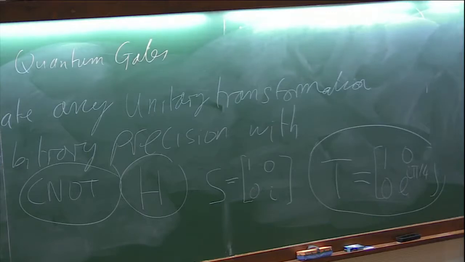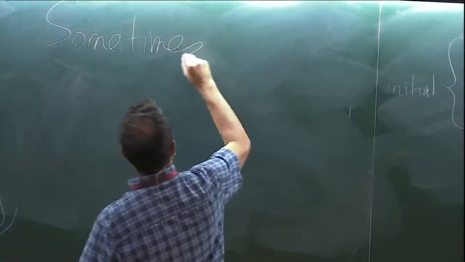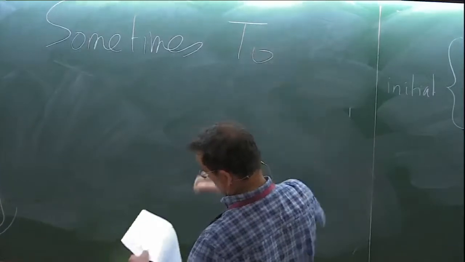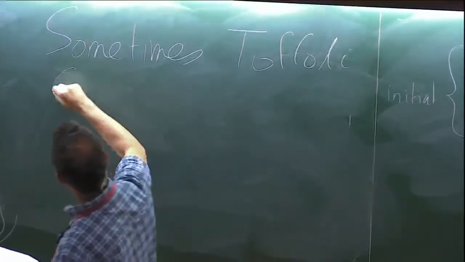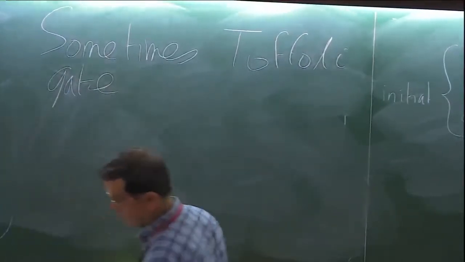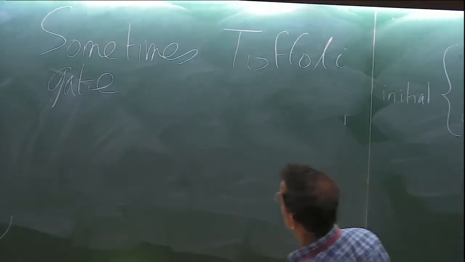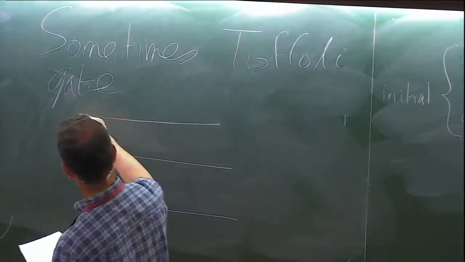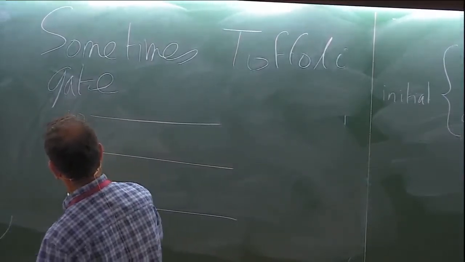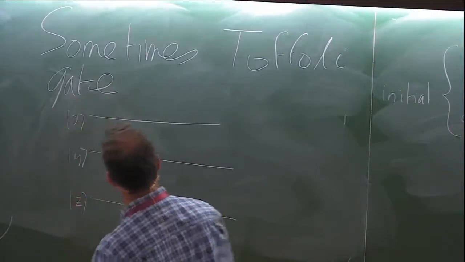So sometimes restricting yourself to 1 and 2 qubit gates might involve a very large number, and sometimes a 3-bit gate like the Toffoli gate, so-called, can be useful. Since you often hear about Toffoli gates in the context of quantum computing, let me just tell you what it is. So it's a 3-bit gate, so we have 3 in the initial state.